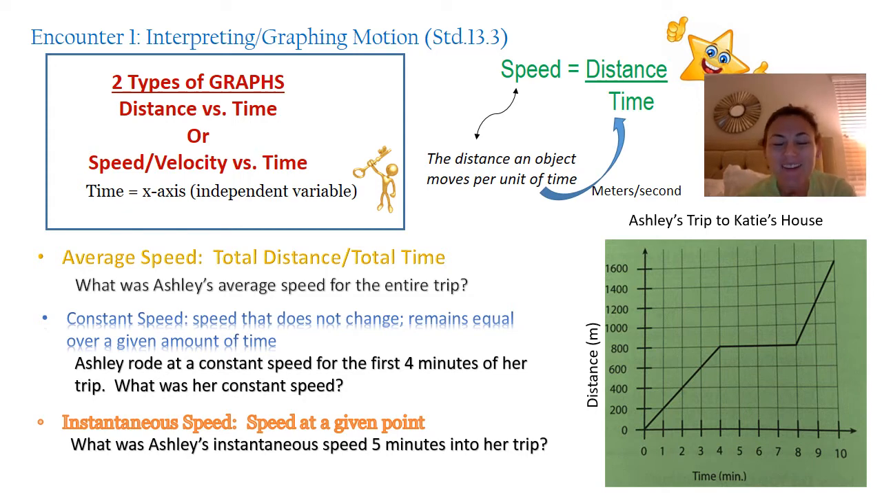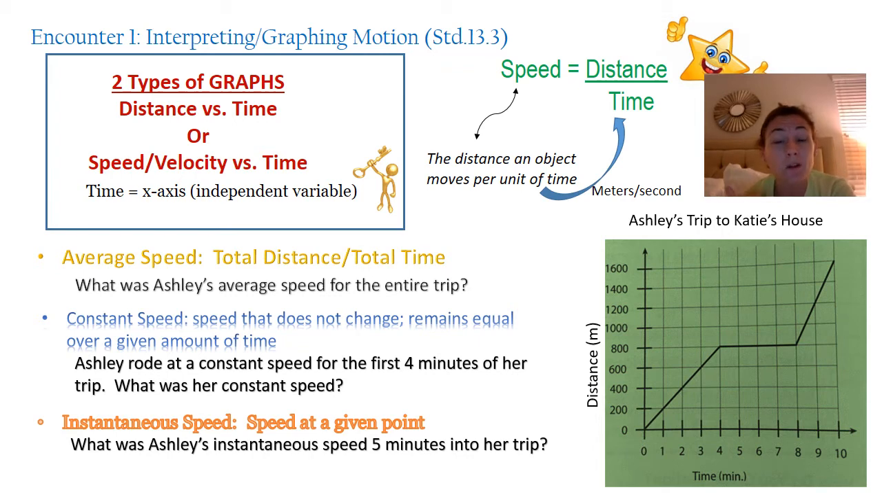Give me 1 second. Okay, so if we take a look at the total graph in general, but if we take a look between 4 minutes and 8 minutes, what happened in Ashley's trip? What did she do? It doesn't look like she traveled any further. It looks like she remained at 800 meters. So in that reality, Ashley took a break. She was tired. So she just stopped for about 4 minutes, chilled out, and then she continued on.